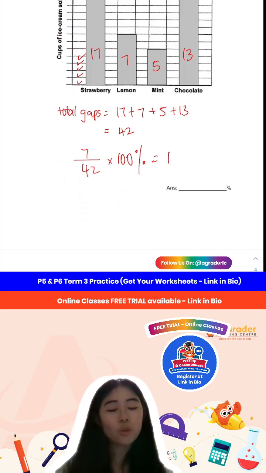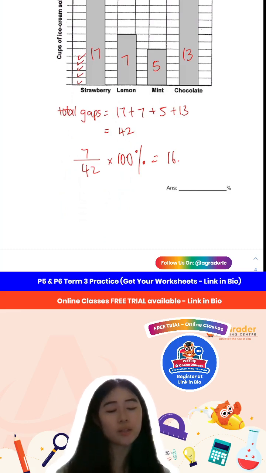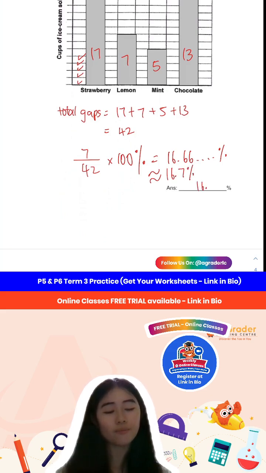Okay, so this one you will notice that you actually get a long chain of decimals. You will get 16.666 percent. But it's okay because you're supposed to round it anyways, right? You're supposed to round it to one decimal place. So this will be 16.7% as your final answer.